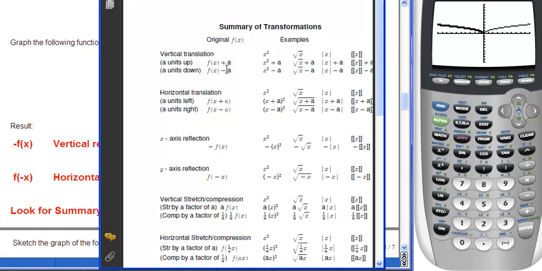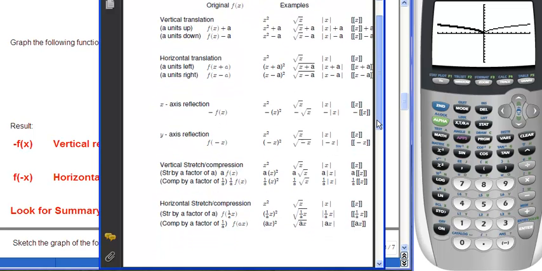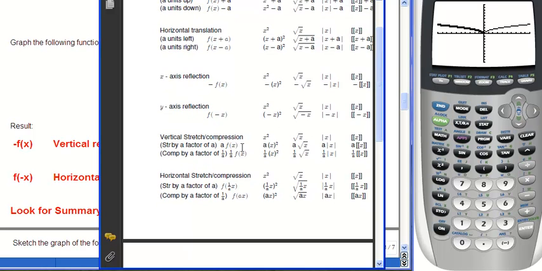So adding or subtracting a number off to the side is a vertical translation up or down. Adding or subtracting a's would be shifts left or right. X-axis reflections have the minus on the outside. Y-axis reflections have the minus on the inside. Vertical stretches multiply by an a on the outside. Vertical compressions multiply by a fraction on the outside. Horizontal stretches have a fraction being multiplied on the inside, and horizontal compressions have a number being multiplied on the inside.